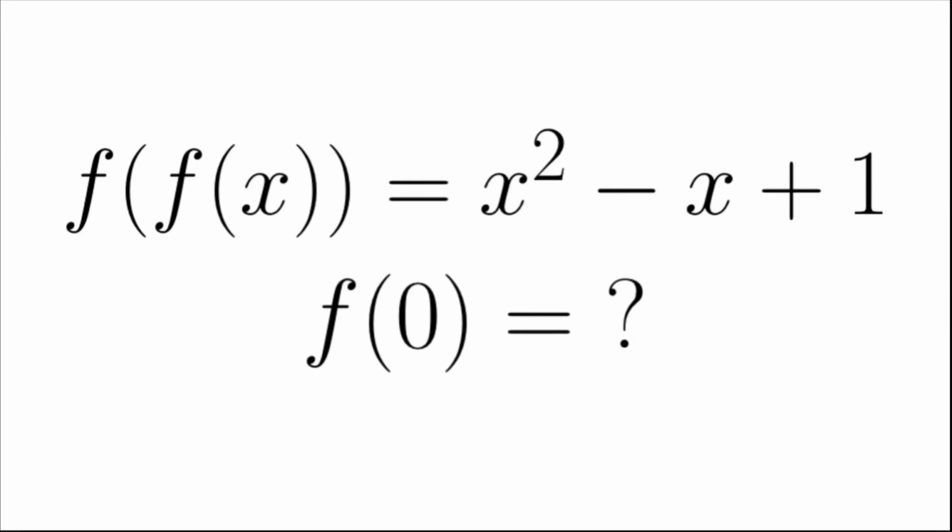Let's take a look at this problem. We are given a function such that for all real numbers x, f of x is equal to x squared minus x plus 1. Find the value of f of 0.